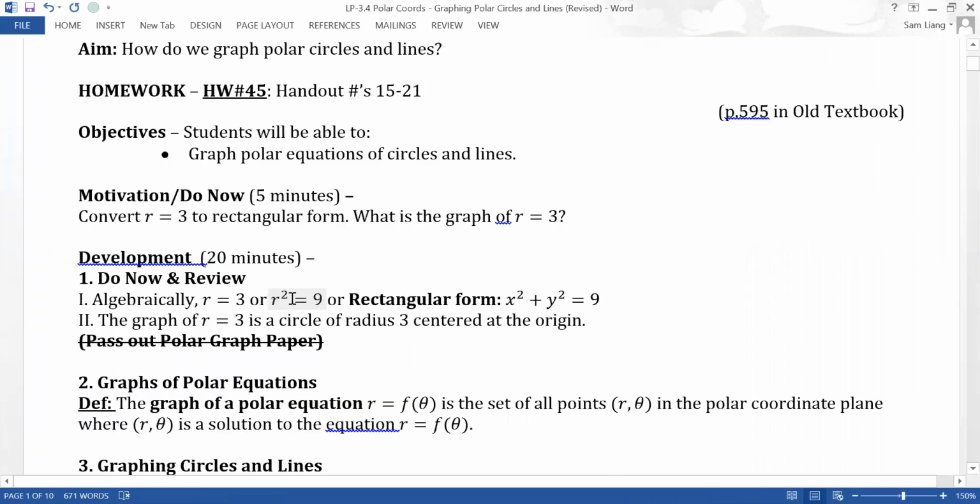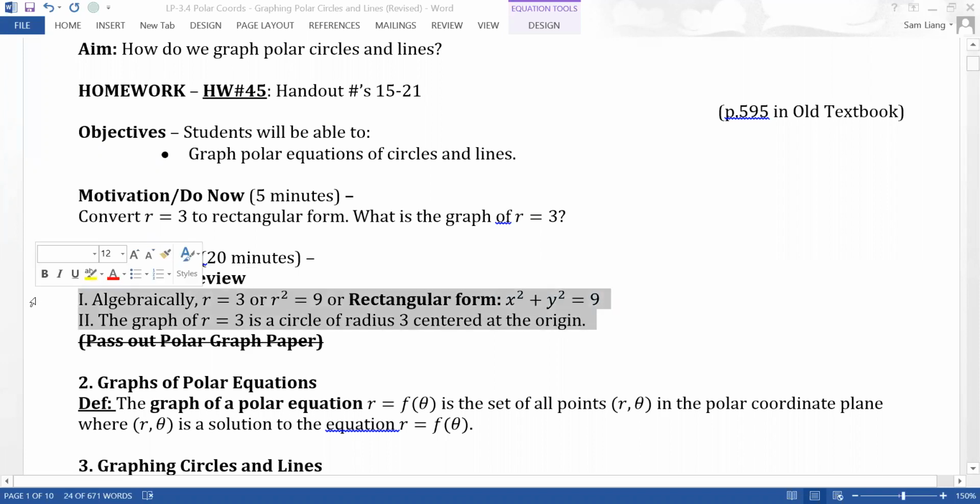We get r squared equals 9. And then r squared, you're going to replace that with x squared plus y squared. So you get x squared plus y squared is 9, and that's the rectangular form of this equation. And as for the graph of r equals 3, you can tell from this rectangular form, or if you remember from r equals 3 last week, that is a circle of radius 3 centered at the origin, right? And that's easier to tell from this, I guess, because we're more familiar with it, right? The center is the origin because you have x minus 0 squared plus y minus 0 squared technically equals r squared. So r is equal to 3. All right, so that's the solution for the do now.